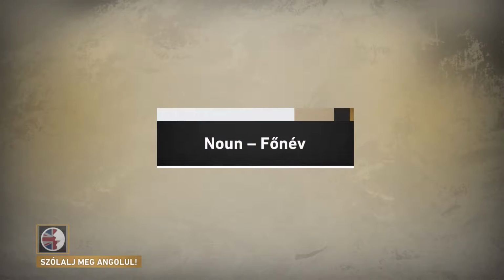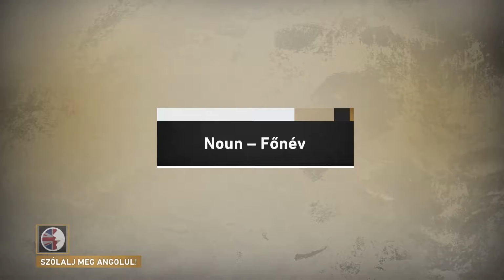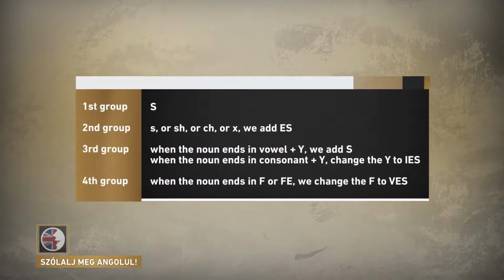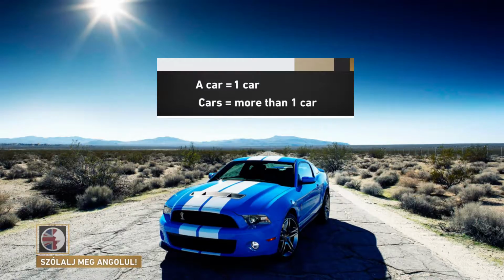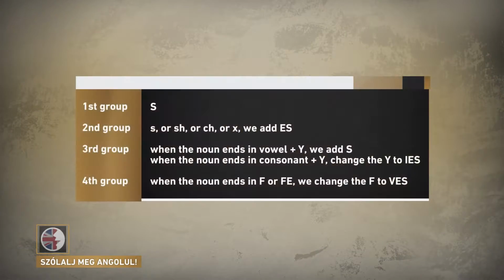All right. Now, do you remember what we learned in lesson 10, the 10th lesson? We looked at nouns and practiced changing singular nouns into plural nouns. We looked at different groups of spelling. Group 1 was simple. To change a noun from singular to plural, we add s to the end. So, car becomes cars, and tree becomes trees.